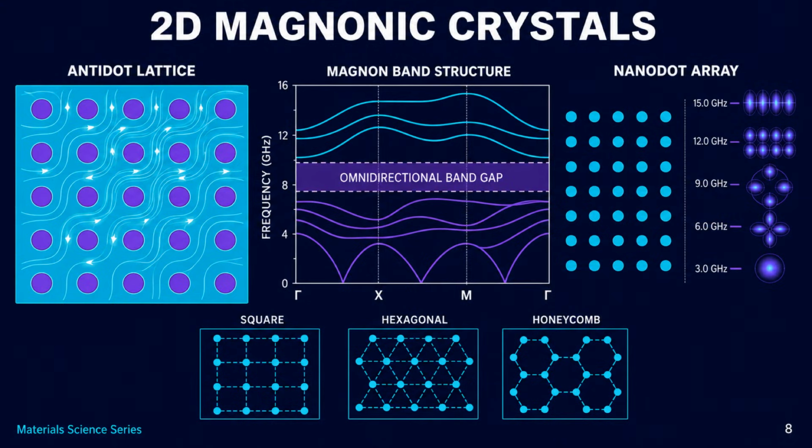In 2 dimensions, magnonic crystals offer even richer physics. Antidot lattices, where periodic holes are etched into a magnetic film, create scattering centers for spin waves. Alternatively, arrays of magnetic nanodots exhibit discrete mode spectra due to confinement. 2-dimensional structures can achieve omnidirectional band gaps, blocking spin waves regardless of propagation direction. Common geometries include square, hexagonal, and honeycomb lattices.